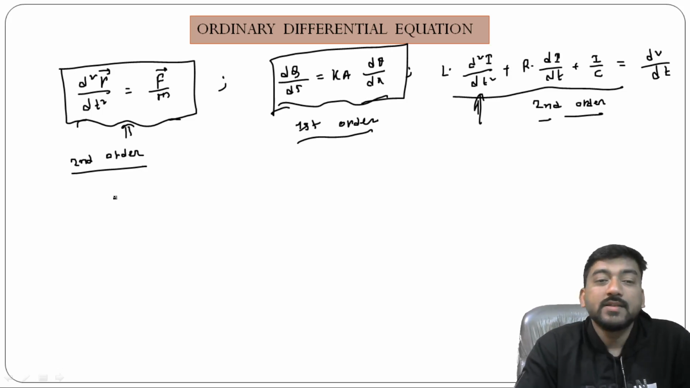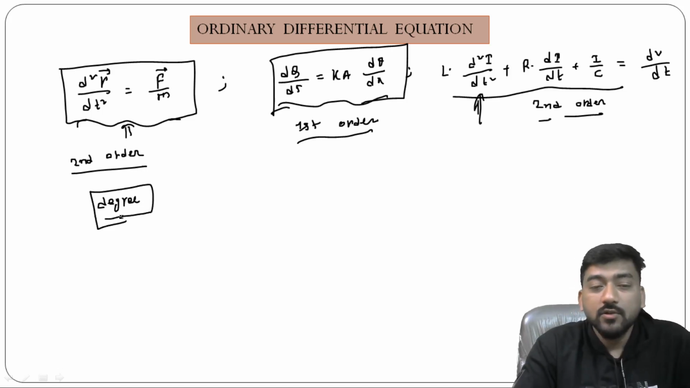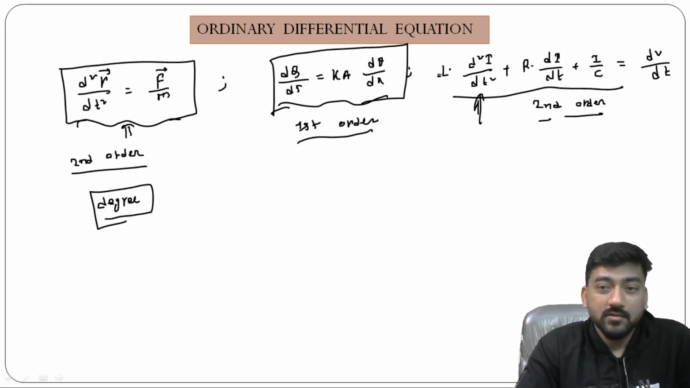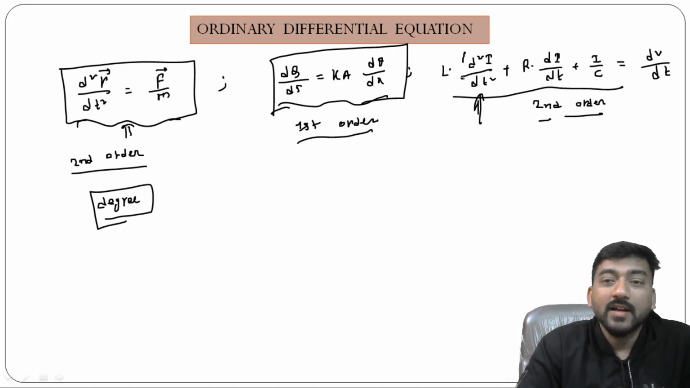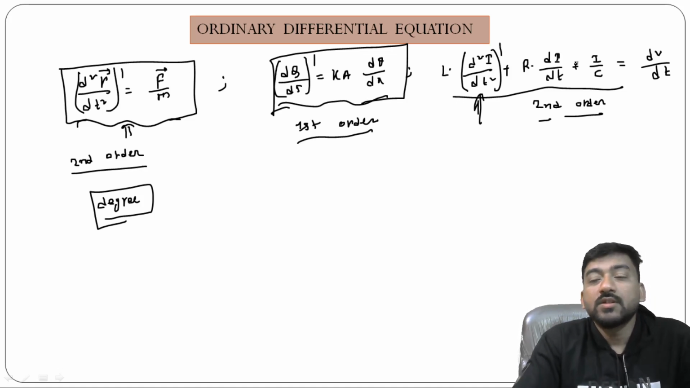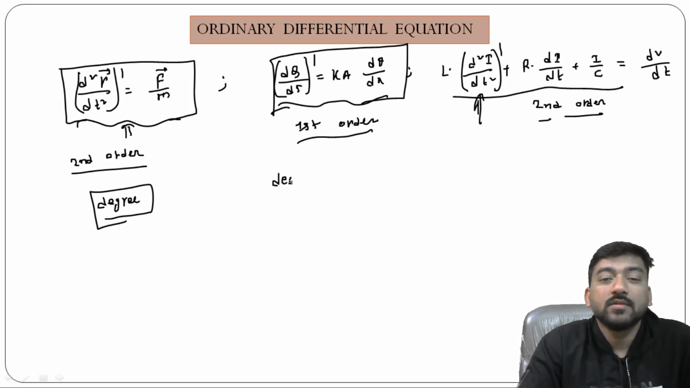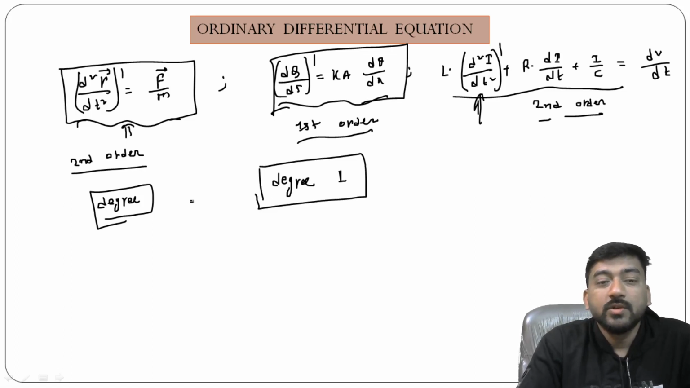Another thing is the degree of the differential equation. The degree is decided by the power of the highest order differentiation involved. Here the power of the highest order differentiation is 1, here also 1, and here also 1. So all these three differential equations have degree 1. This is another thing that you need to know about the order and degree of a differential equation.